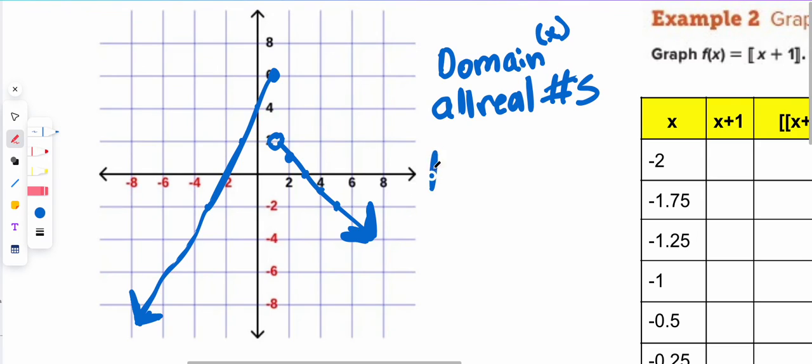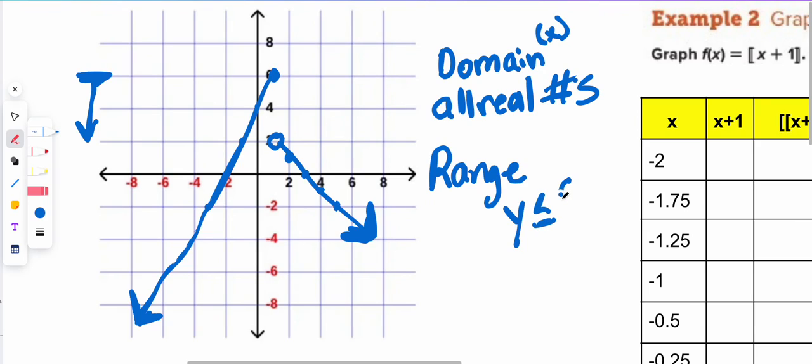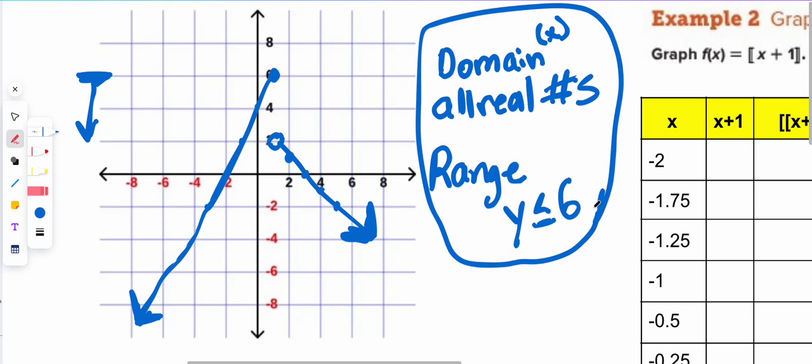Now for my range, it works a little bit differently. If I look, the highest point in my graph is up here at the 6, and then it only goes down. It never goes above 6, which means my range has to be when y is less than or equal to 6. So that is going to be our domain and range for this piecewise function.